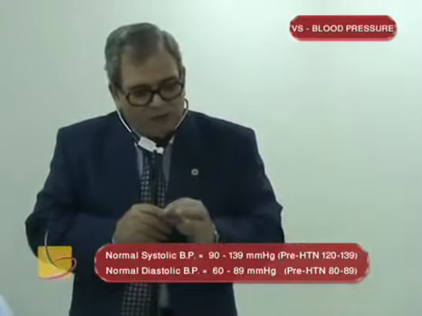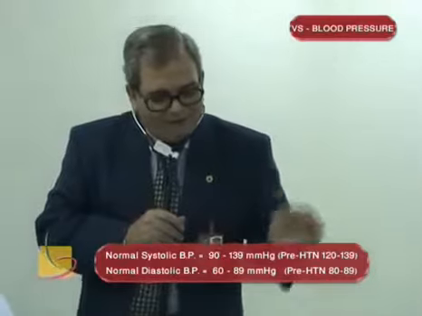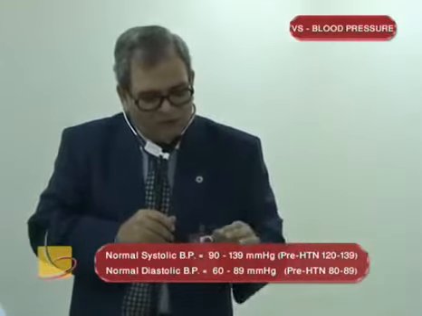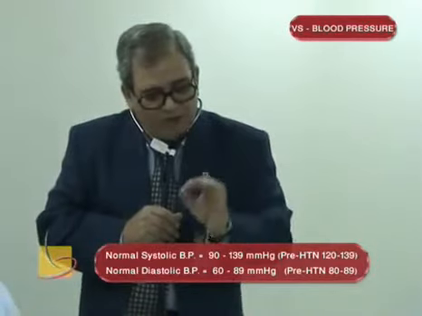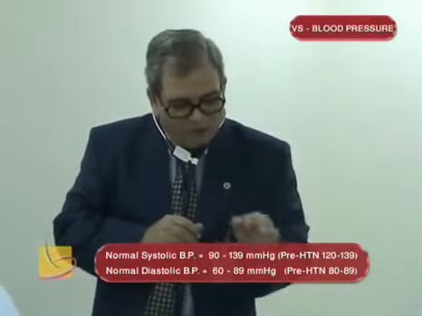Any patient with diastolic blood pressure between 80 and 89 is pre-hypertensive. So the normal is really below 80, and between 80 and 89, we consider it to be a pre-hypertensive state. Still normal, but high normal. So this is a new classification of blood pressure.